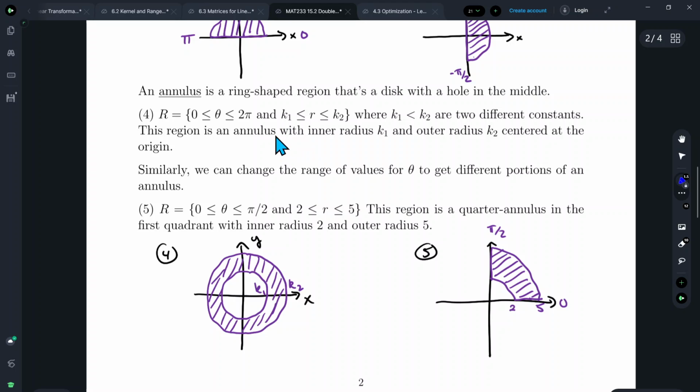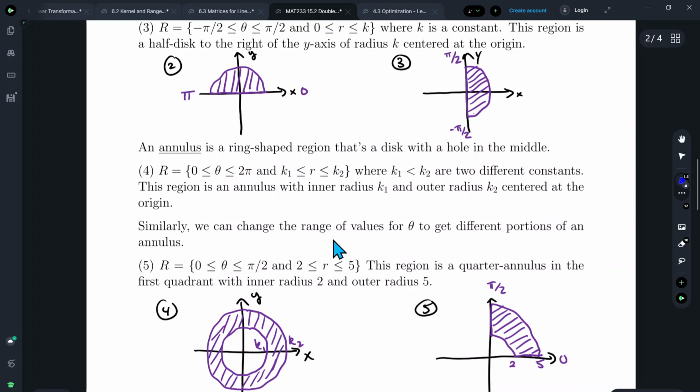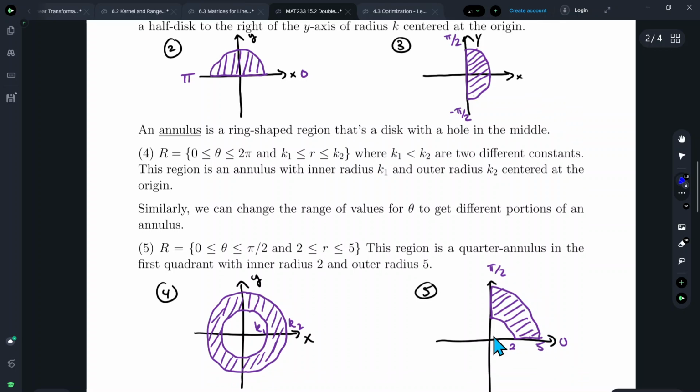Similar to before, if you need to only take a portion of the annulus, you just restrict the range of values for theta. So if theta goes between 0 and pi over 2, it's the quarter annulus in the first quadrant. In this particular example, I took the radius to go between 2 and 5. So say this would be radius 2, and then this would be radius 5.